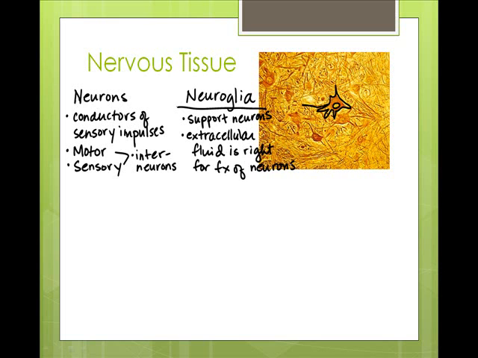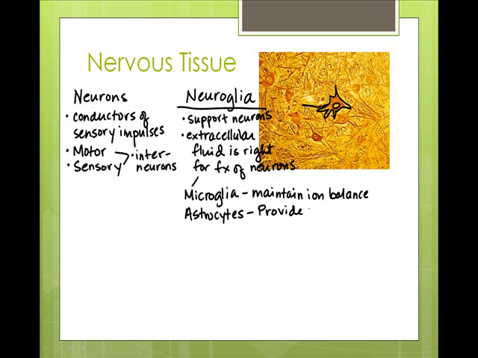So there are a number of neuroglia that you read about in the book. The first kind is the microglia, and these are going to maintain ion balance. The second type are called astrocytes, and they are going to provide organization and support for the neurons.